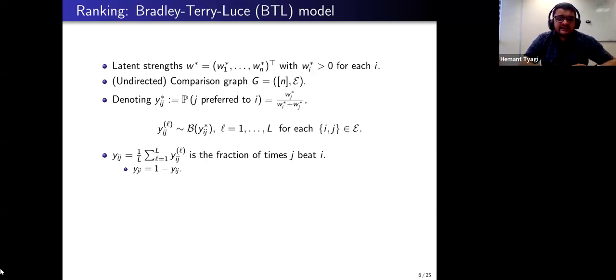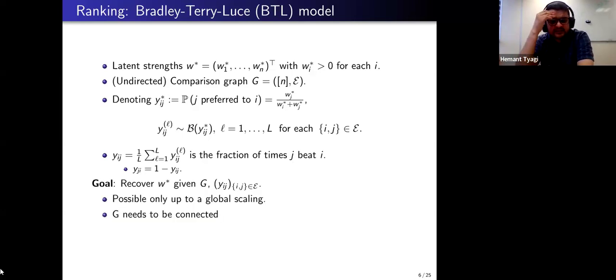And now, if you're given these Bernoulli outcomes, then actually you can calculate the fraction of times j beats i, which you will denote by Yij, right? And so Yji is just 1 minus this fraction. And actually, this is a sufficient statistic. So we don't care about these Yijl's. You can just calculate the fraction Yij, and this is a sufficient statistic. If you write down the likelihood function of this model, it will depend completely on only the Yij. So we can just care about the Yij's.